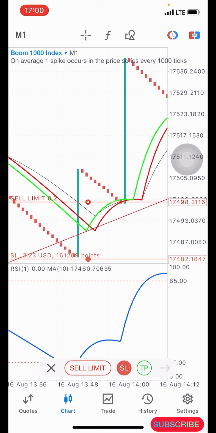Okay, so I've told you guys now, know the kind of market you trade, based on your account size. It's not all the markets that you are going to trade. All right, so just take note of that.